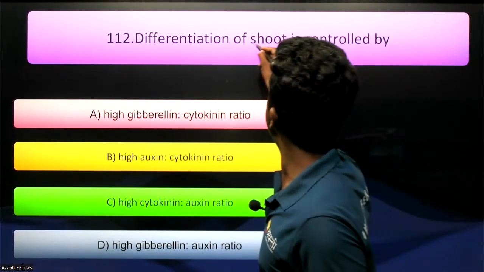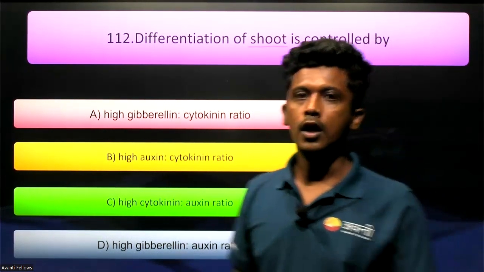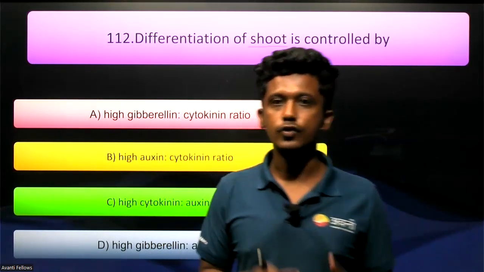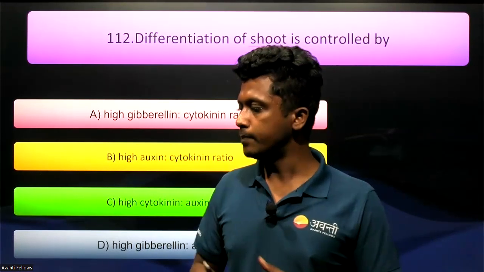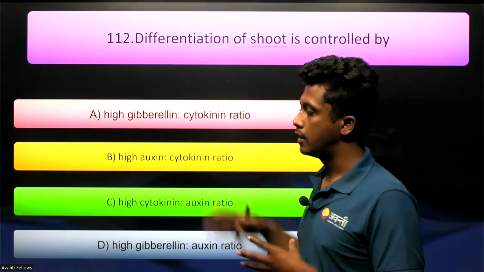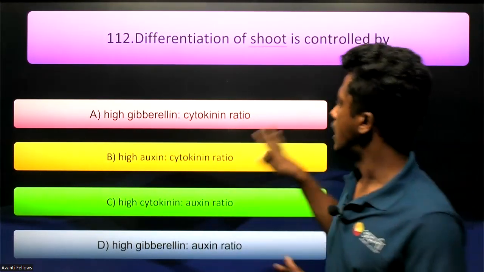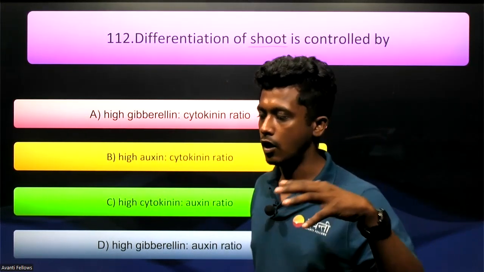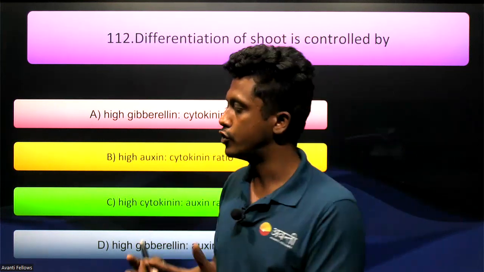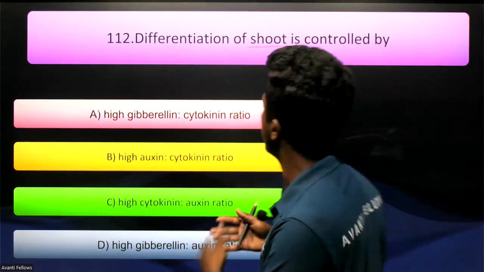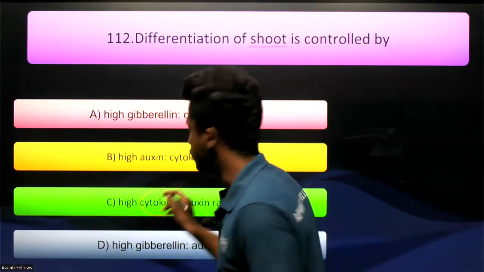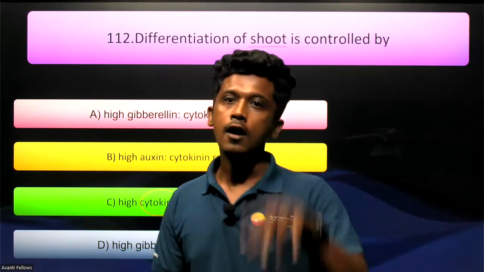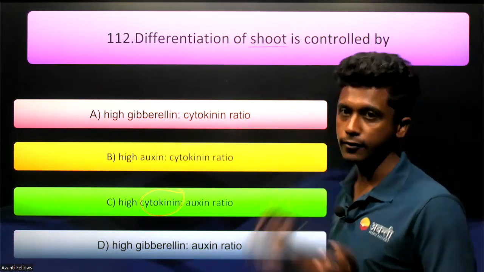So when we talk about differentiation of shoot, usually the shoot differentiation happens with less concentration of auxin. Okay, and usually this is the natural way that happens. Usually the auxin concentration has to be less, and the shoot differentiation is mostly influenced by the concentration of cytokinin. So we need more concentration of cytokinin and less concentration of auxin for the promotion of the shoot differentiation.